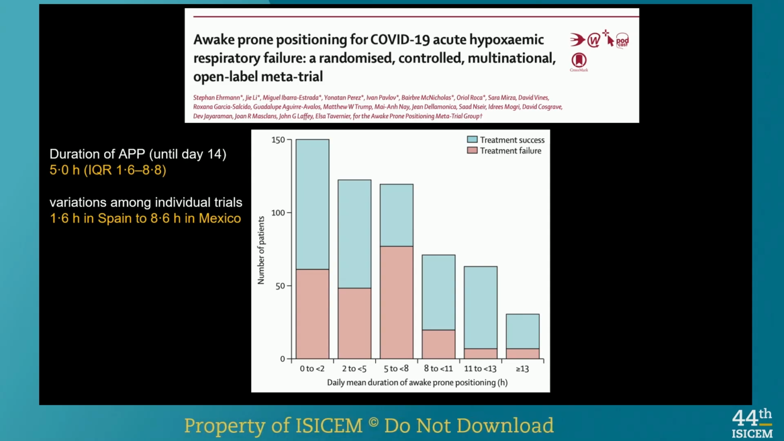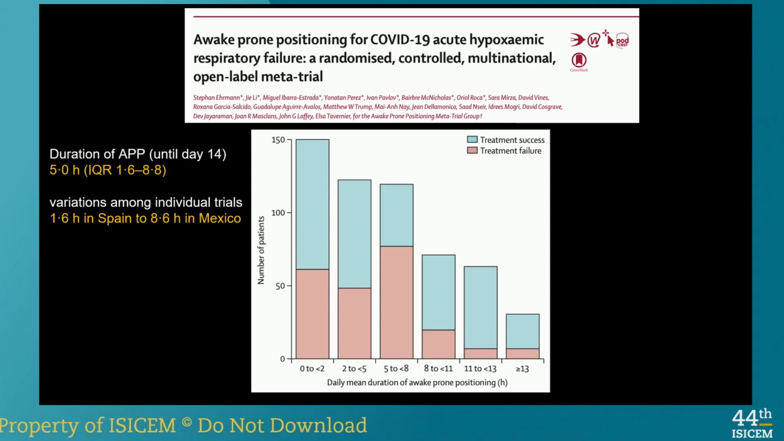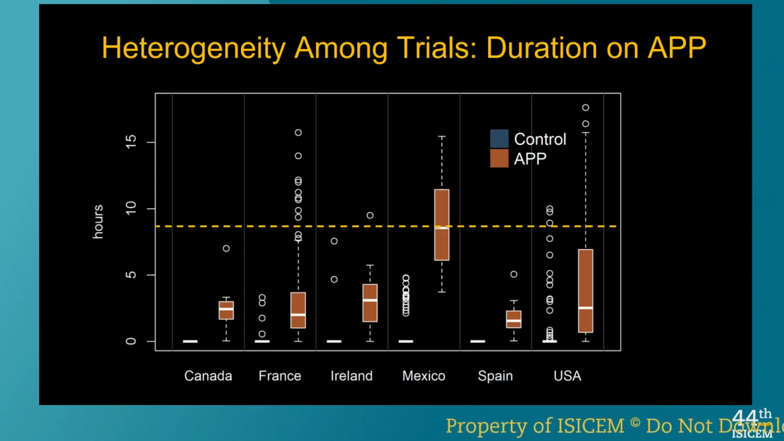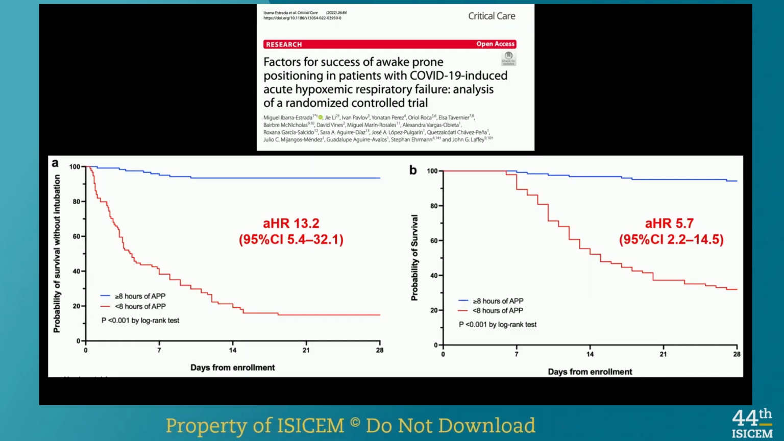And you can see there is substantially a higher proportion of patients in treatment success the longer they spent in prone position. And there's a wide variation in the individual trials. This is in the supplement of the study. You can see hours, and these are the sub-studies or the individual trials of this meta-trial. And what you can see is that the Mexican study was the one with a significantly higher number of hours spent per day.